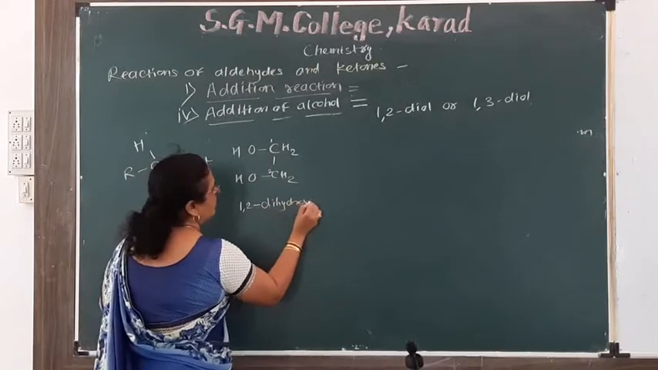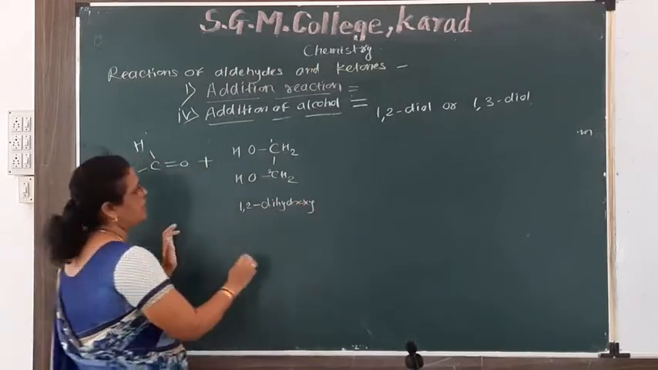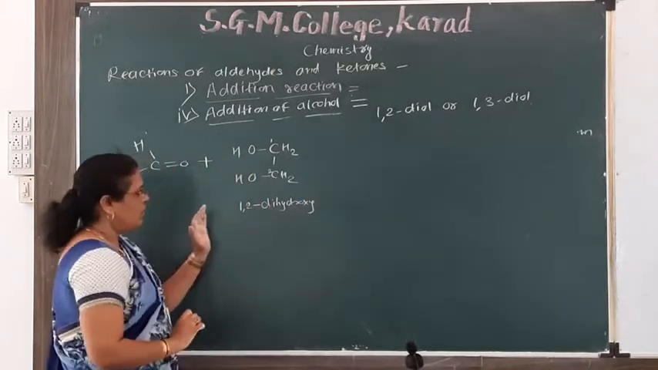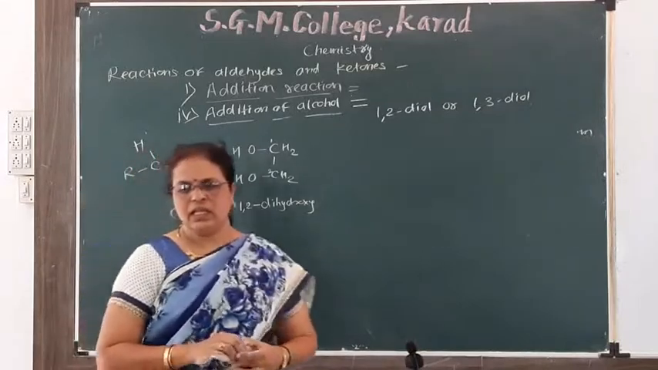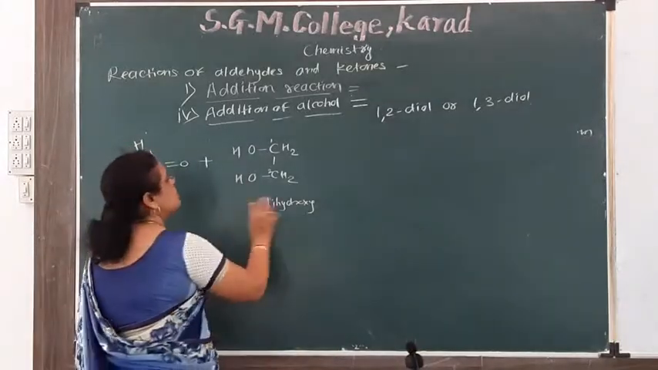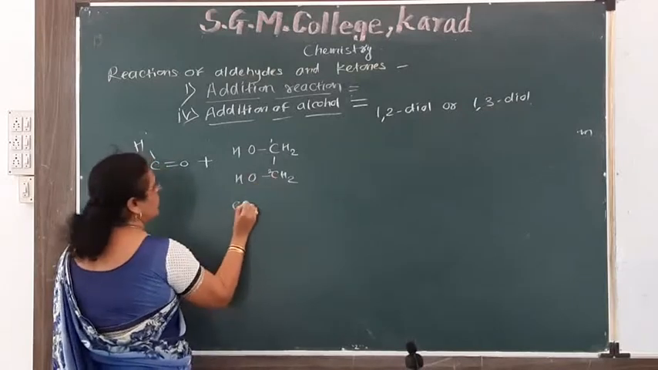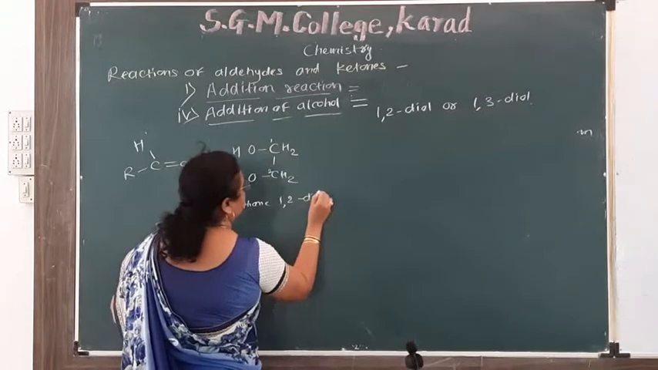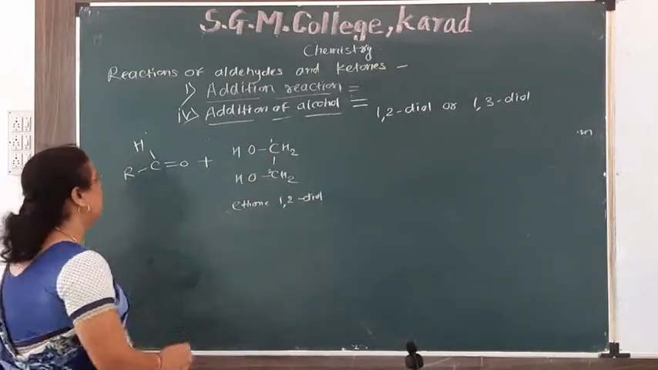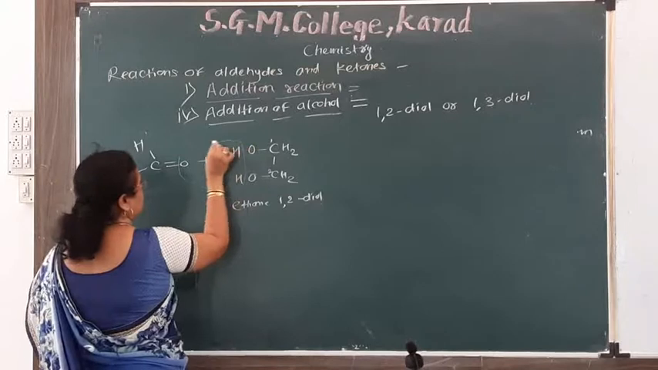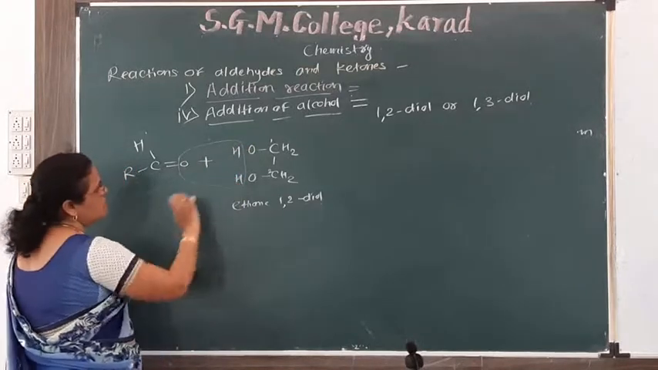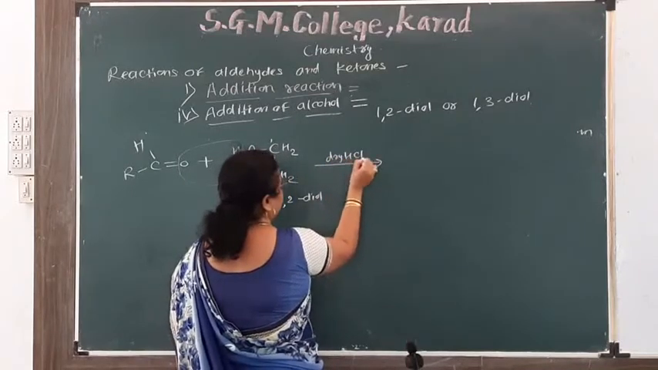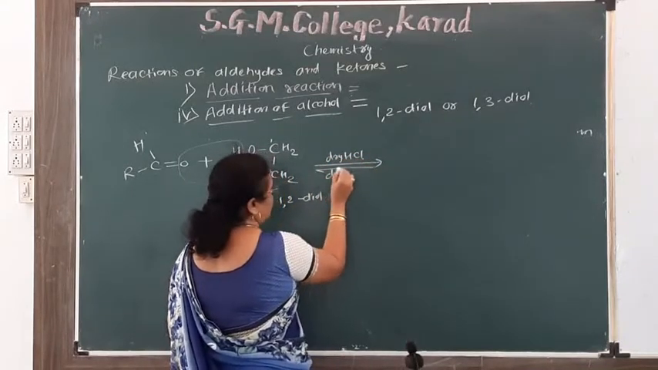dihydroxy, that is ethane 1,2-diol. This is known as ethane 1,2-diol. Then this oxygen and these two hydrogens are removed in presence of dry HCl. This reaction is reversed in presence of dilute HCl.